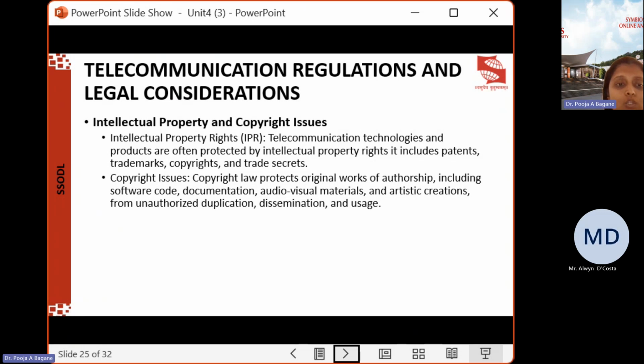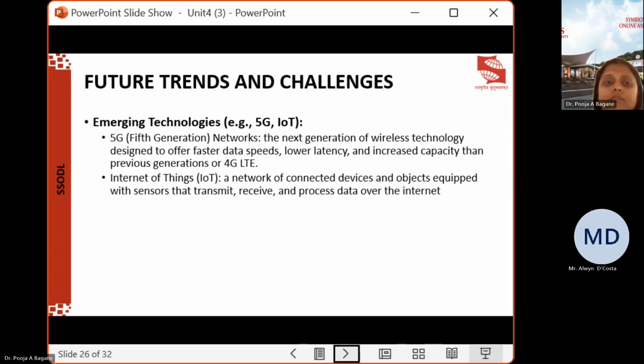And the next is the copyright issue. Copyright protects original works of authorship, including software code, documentation, audio and video material, and artistic creations, from unauthorized duplication, dissemination, and usage. Copyright compliance is necessary for telecommunication companies during their development, distribution, and utilization of copyright-protected systems. Specifically, compliance implies applicable licensing and distribution issues, digital rights management, online piracy, and many more.